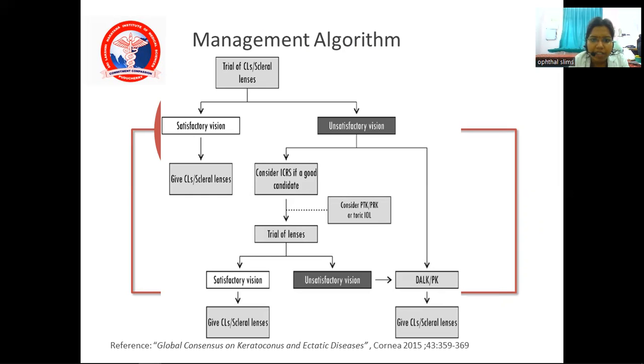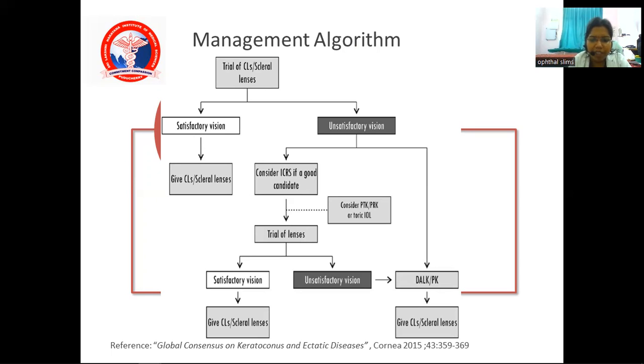If the patient is unsatisfied with the contact lenses, then we can go for ICRS if the patient is a good candidate for ICRS. Or we can also consider PTK or PRK or toric IOL. We can give a trial of lenses, and if there is satisfactory vision, we can ask them to continue with their contact lens. And if it is unsatisfactory, then we finally end up with keratoplasty, which is deep anterior lamellar keratoplasty or penetrating keratoplasty.